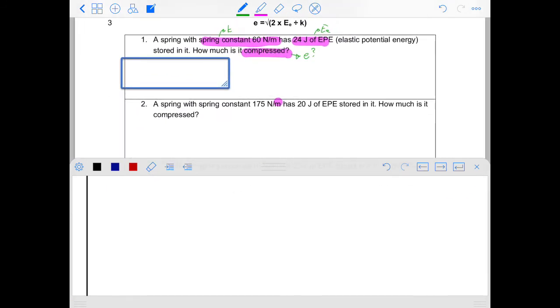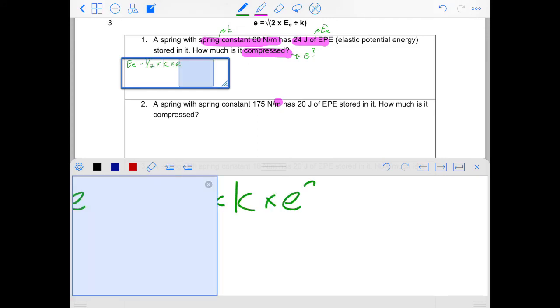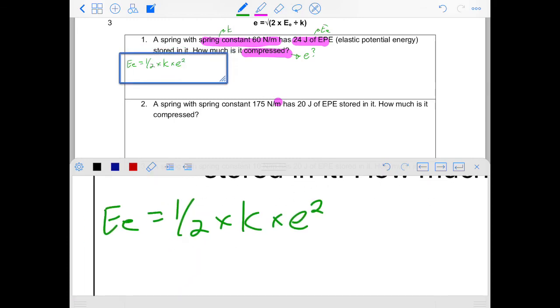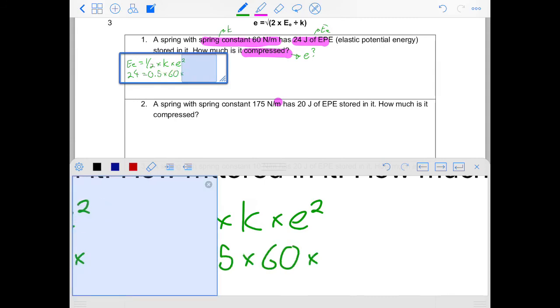So again, write down our equation. We have elastic potential energy in our question. We have 1/2 times we have a spring constant and we have an extension. It's asking us for the extension. Plug in the numbers that we know. So we know we have 24 joules of elastic potential energy is equal to 0.5 times a spring constant of 60 times our extension squared.